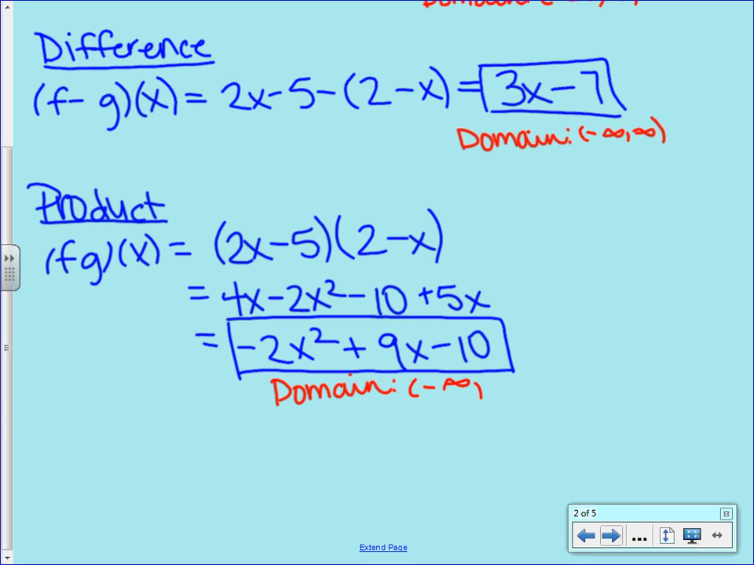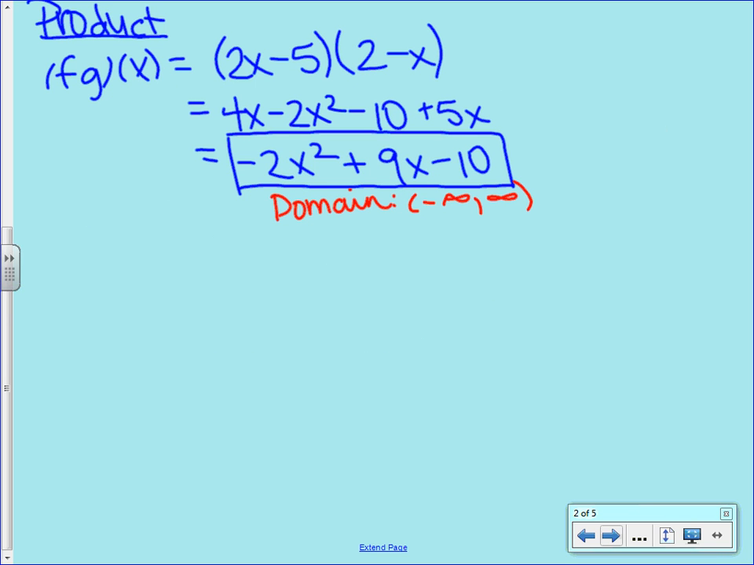All real numbers. Any polynomial, linear, quadratic, cubic, quartic, they're all going to have domains of all real numbers. So if it's polynomial, it's going to have a domain of all real numbers. What's an example of one that wasn't quadratic? Oh, that's a great question.